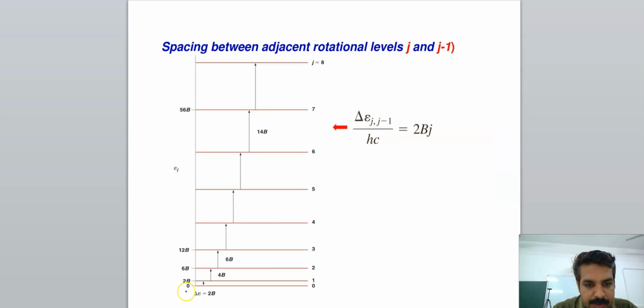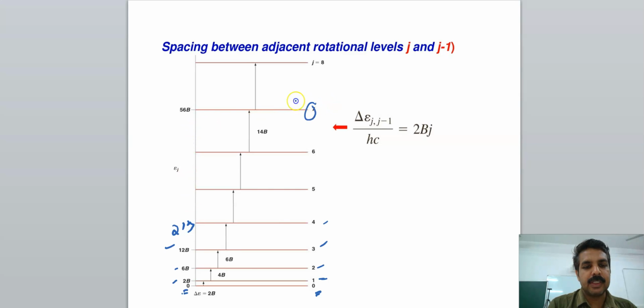See this picture. For the energy levels, when J is equal to 0, energy is 0. When J is equal to 1, energy is 2B. When J is equal to 2, 6B, for 3, 12B, for 4, it is 20B, and so on. And the transition from 0 to 1 is equal to 2B. From 1 to 2, it is 4B. 2 to 3, it is 6B. 3 to 4, it is 8B, from 20 minus 12, that is 8B.